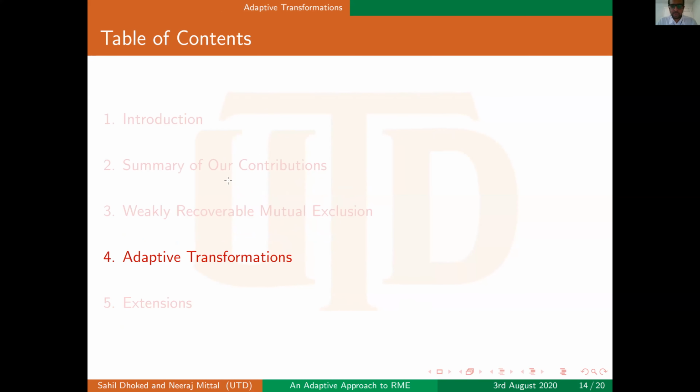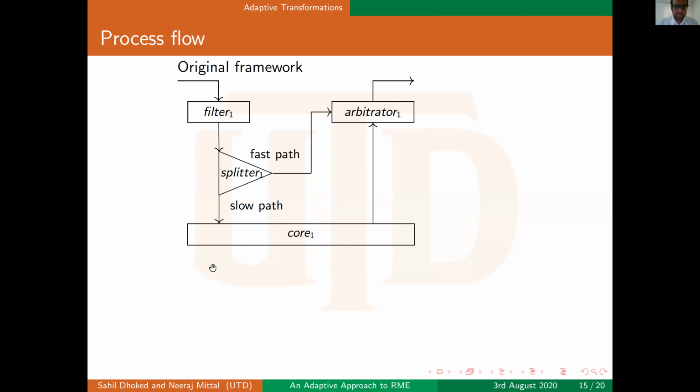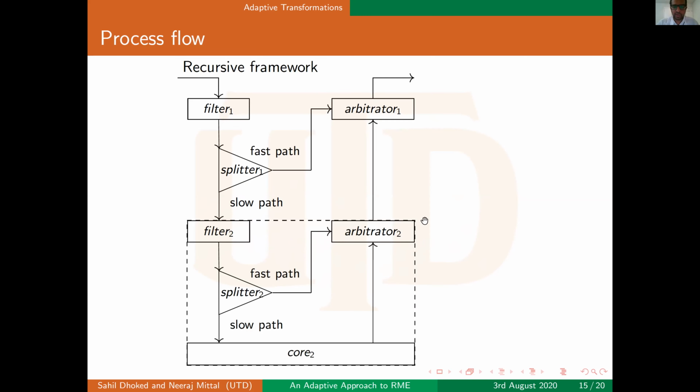Using this weakly recoverable lock, we present our work as an adaptive transformation. This framework transforms any core lock to a semi-adaptive lock using other components as well. The requirement is that the core lock should be strongly recoverable, and using that, our framework also becomes strongly recoverable. So since our framework is strongly recoverable, we could substitute another instance of this framework in place of the core lock. And we keep doing this for M levels to get an adaptive algorithm.